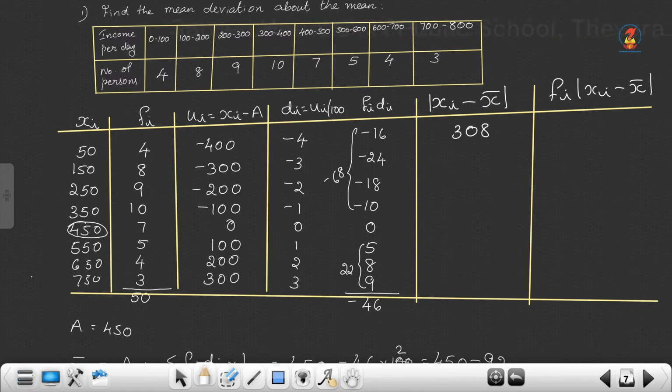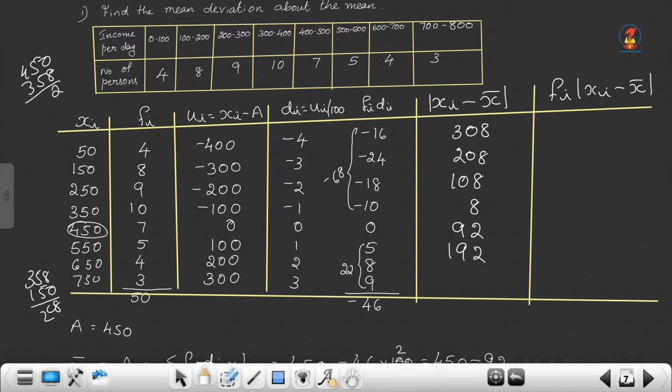Now 150: 358 minus 150 is equal to 208. So the next will be 108. Then 350 minus 358 is 8. Then 450 minus 358 is equal to 92. Then the next will be 192, that is for 550. Then 292 and the last one is 392.